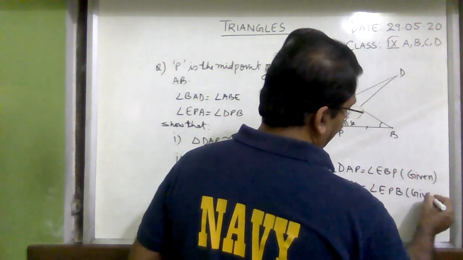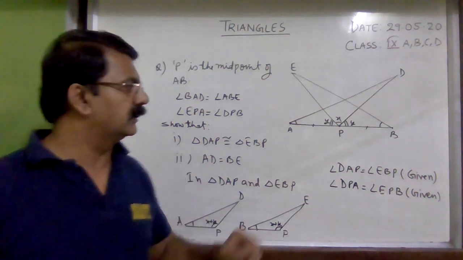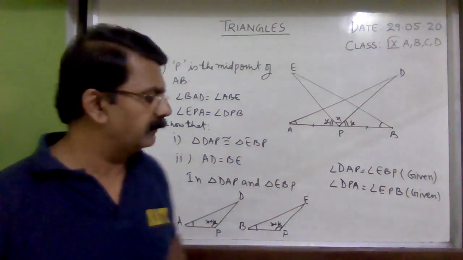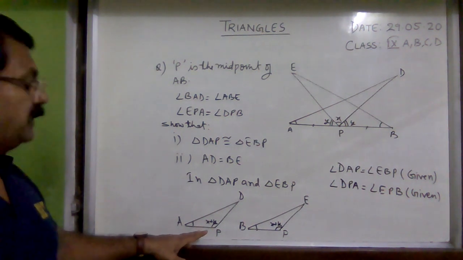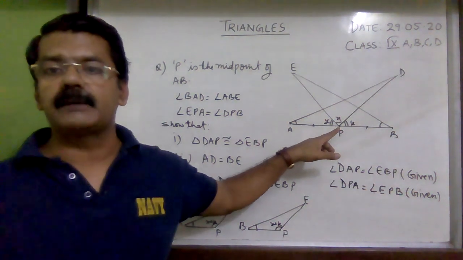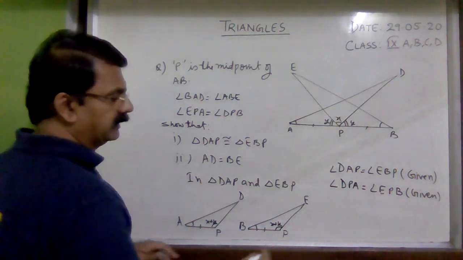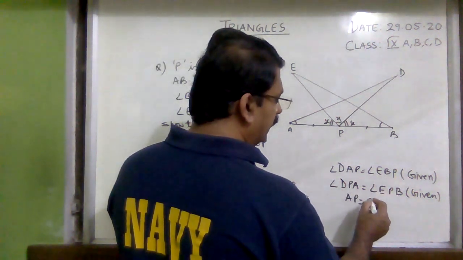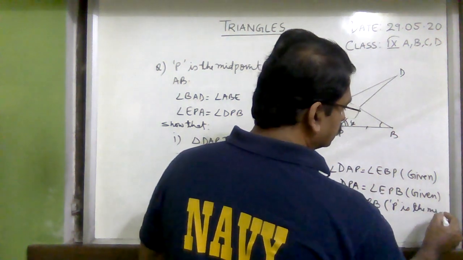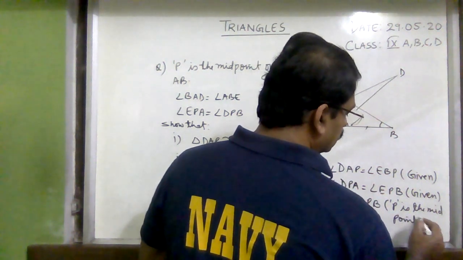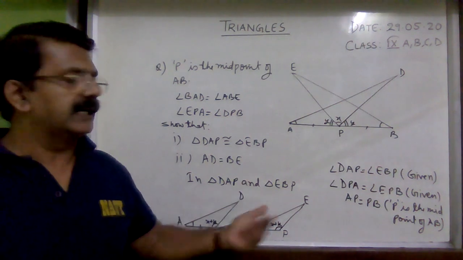And you can write the reason: given, because this part is equal, it is given, and then the same angle is added to two equal parts. Okay, now you see, AP is equal to PB, because it is already given in the question that P is the midpoint of AB. So the reason: P is the midpoint of AB, so you can say that AP is equal to PB.